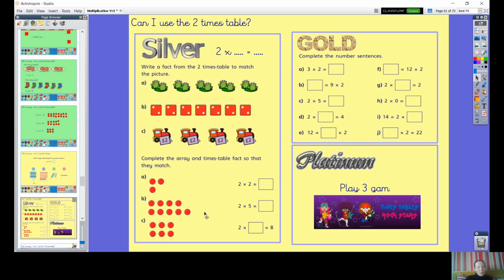The same for this one. Can you finish off 2 times 5? And then finally, this one shows 2 times something and it makes 8. Finish off the array and work out what goes in the box. You've then got a few of those to do without the boxes and see how you go.